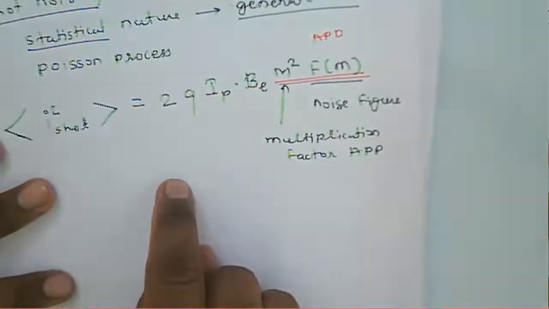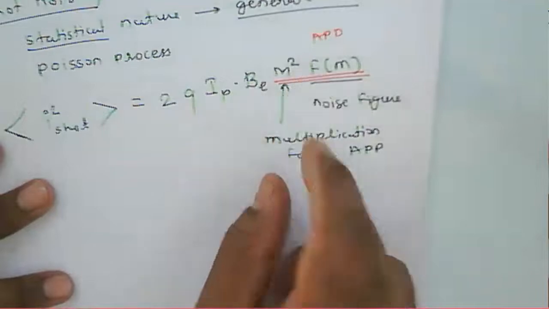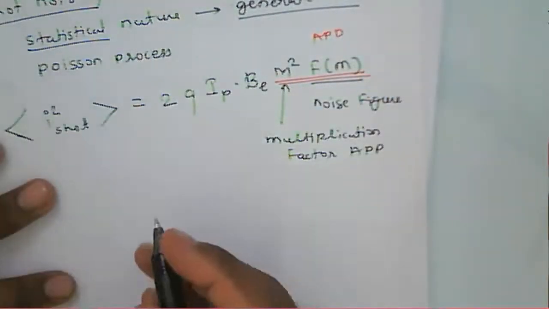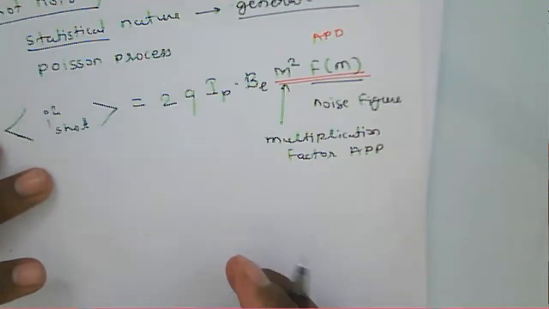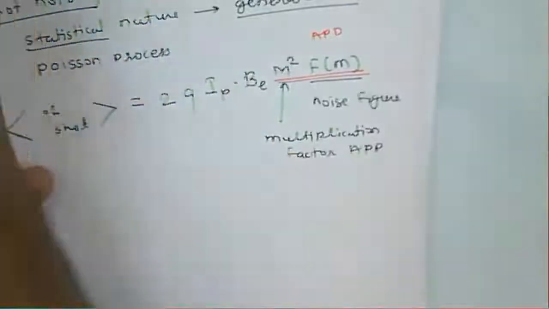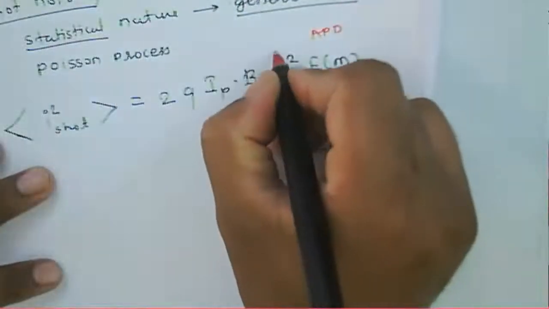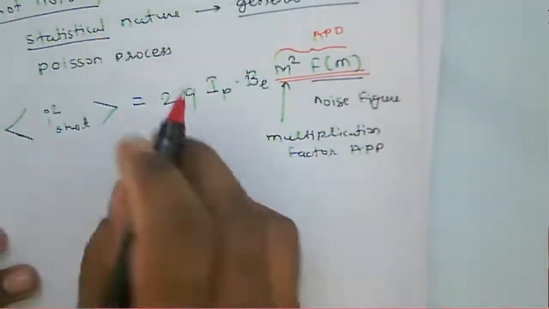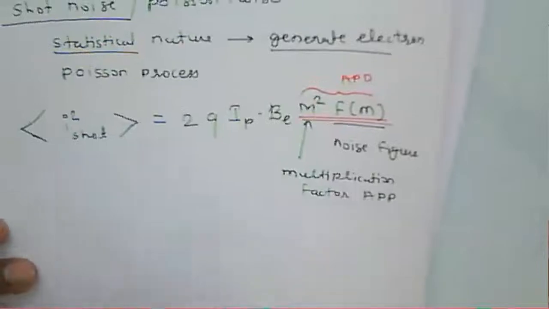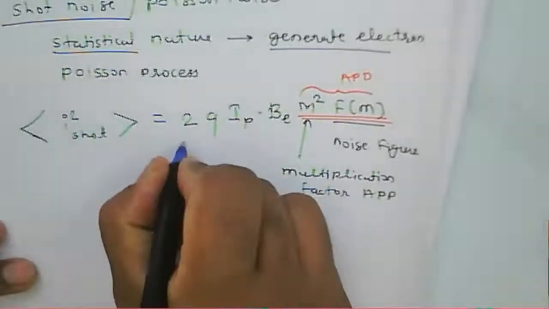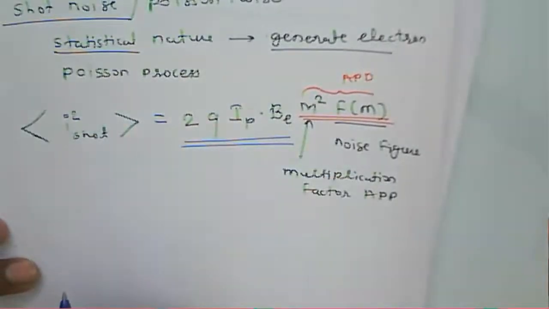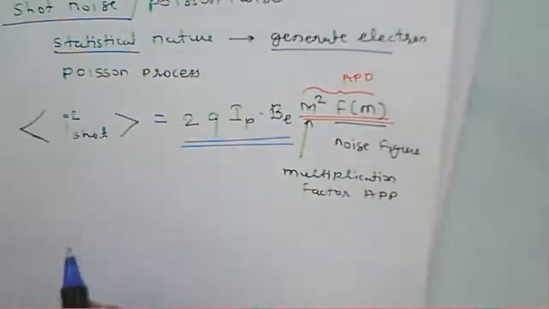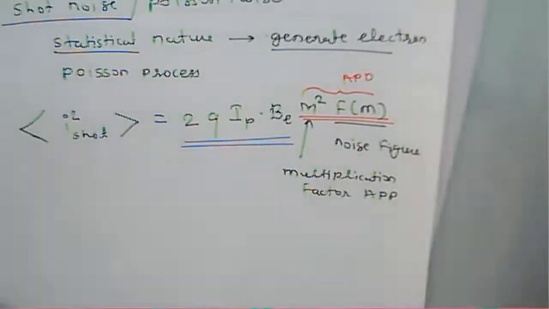F of M is a noise figure that is associated with the random nature of the avalanche process, and it is a factor for the avalanche photodiode. If you want to write the equation for the pin diode, only this part will be the equation, and the complete term will be for the avalanche photodiode. That is about shot noise or Poisson noise.